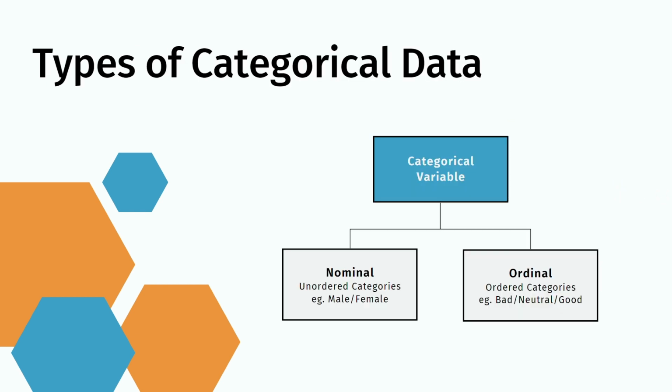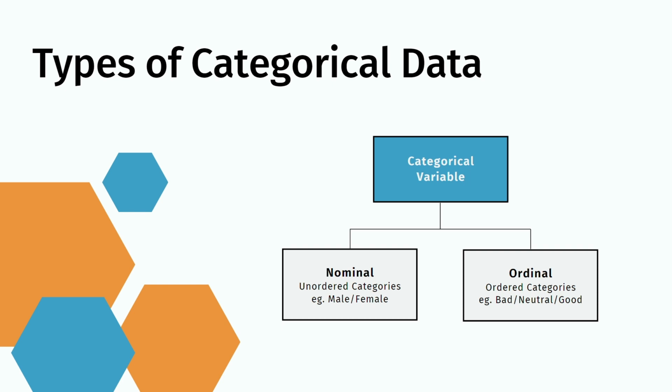Now let's see the types of categorical data. One is nominal, the other one is ordinal. Nominal means unordered categories, where you cannot decide which one has more weightage. An example would be male or female. For nominal categorical data, you will have to use something like a one hot encoder.